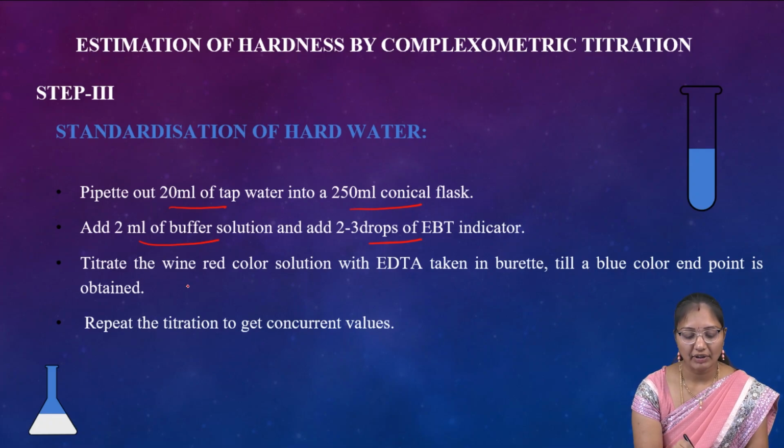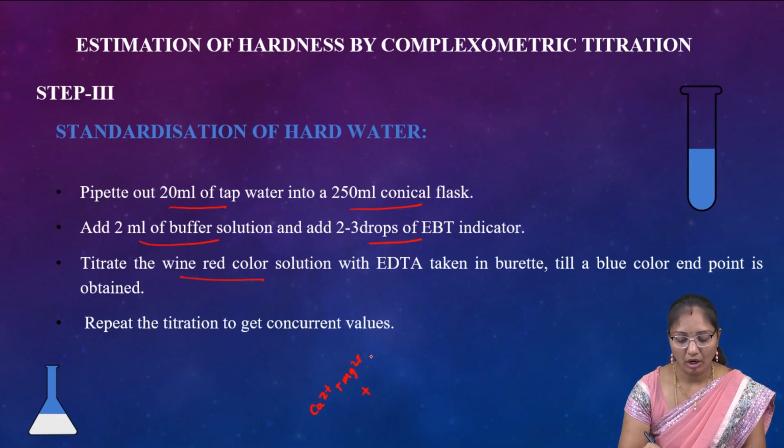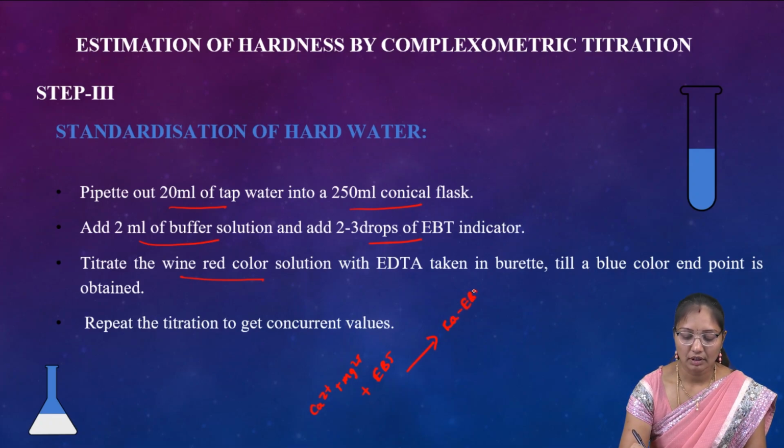So the wine red color is, we know, the calcium and magnesium ions present in the hard water reacting with EBT, giving calcium EBT or magnesium EBT. This is the wine red complex.